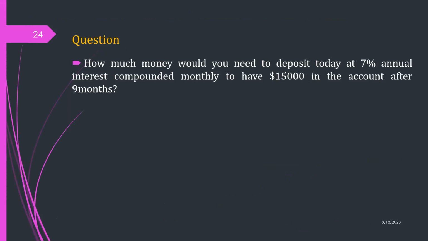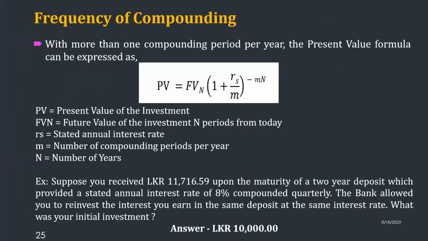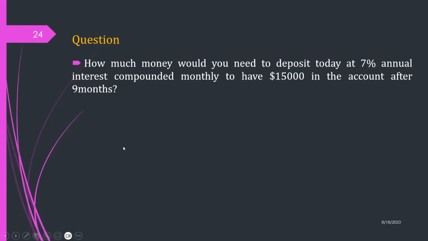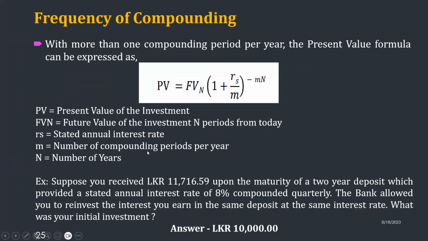Right, so this is a question: how much money do you need to deposit today at 7% annual interest compounded monthly to have 50... Yeah, this cannot be done yet, because this is a question that you need to do after knowing the frequency of compounding. So in order to do this question, we will go to the frequency of compounding.